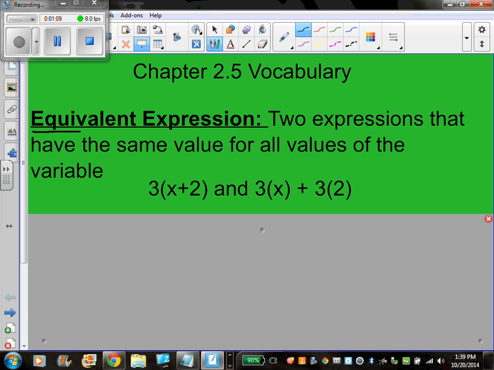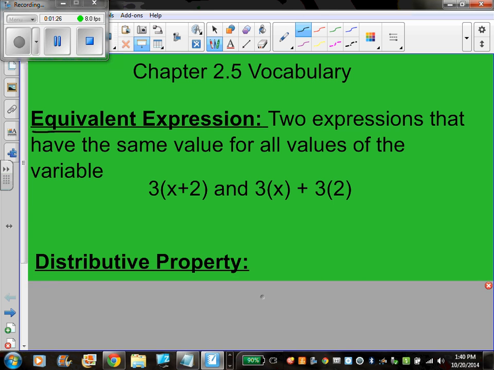For example, if we have 3 times the quantity x plus 2, you'll discover that that's the same as 3 times x plus 3 times 2 separately. More on that coming up later in the lesson. In fact, right here, coming up next.